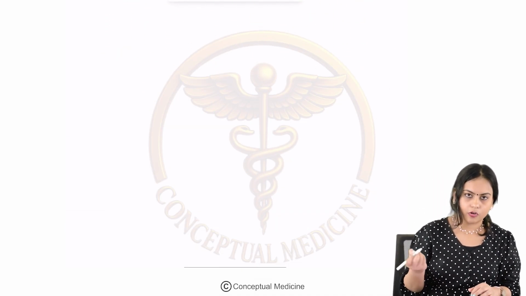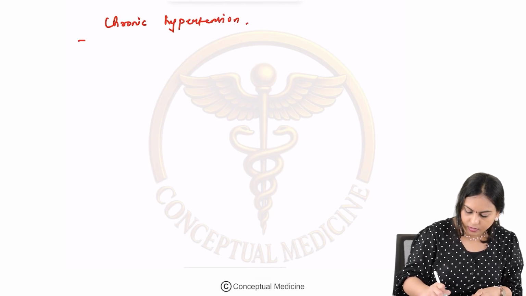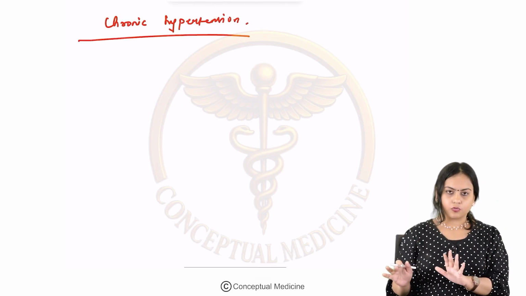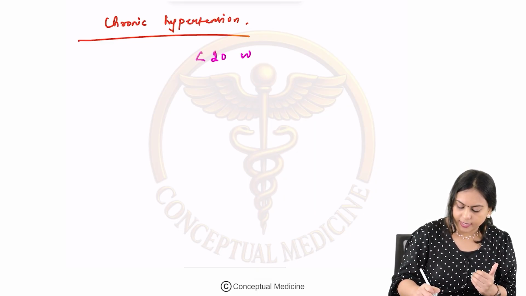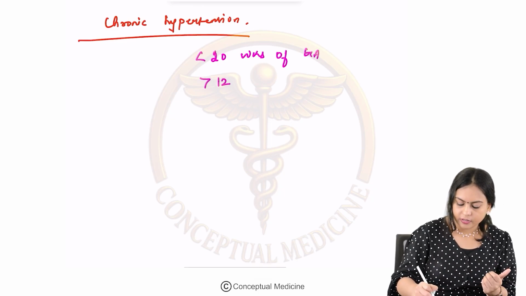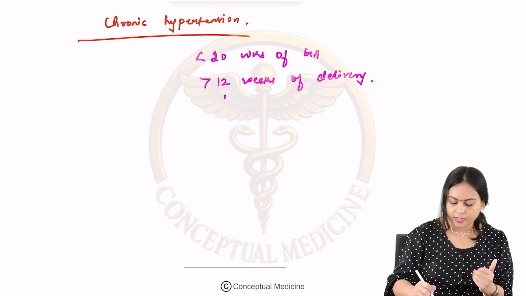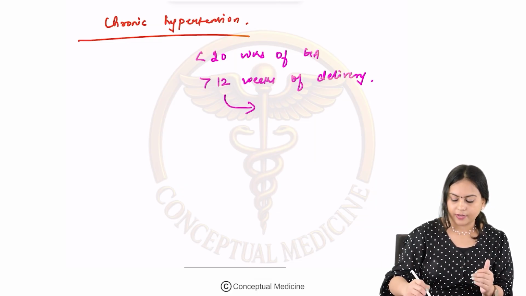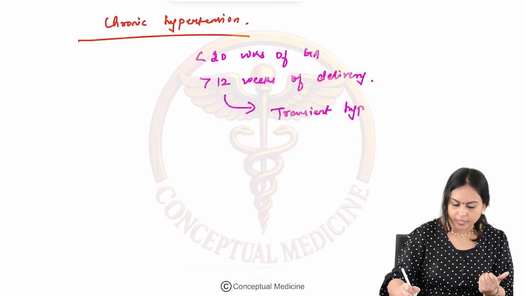And next one is about chronic hypertension. This can be diagnosed in two ways. Either it will be seen before 20 weeks of gestational age or it progresses after 12 weeks of delivery. Suppose if it is becoming normal after 12 weeks of delivery, then it is called as, yes, transient hypertension.